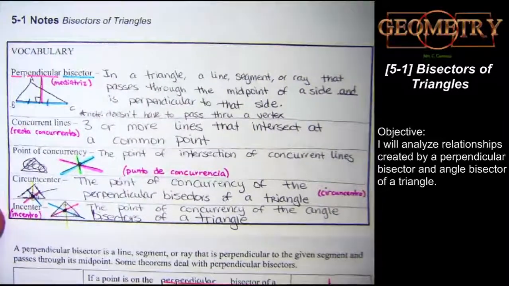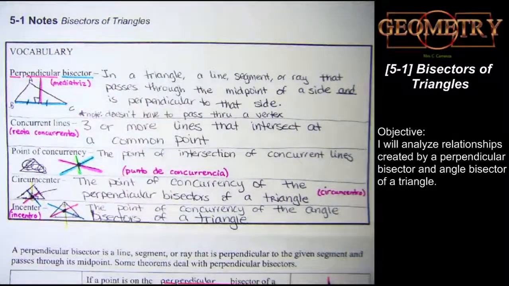Incenter, if we do the same thing but with angle bisectors, we're going to end up creating the incenter of a triangle. And this one should always end up in the middle of the triangle somewhere.